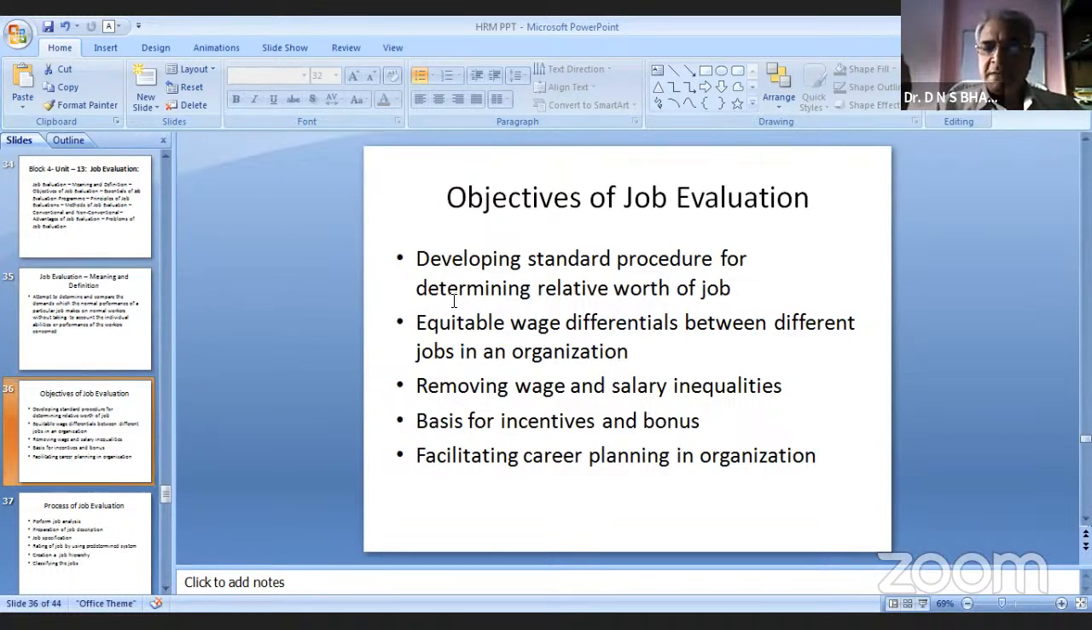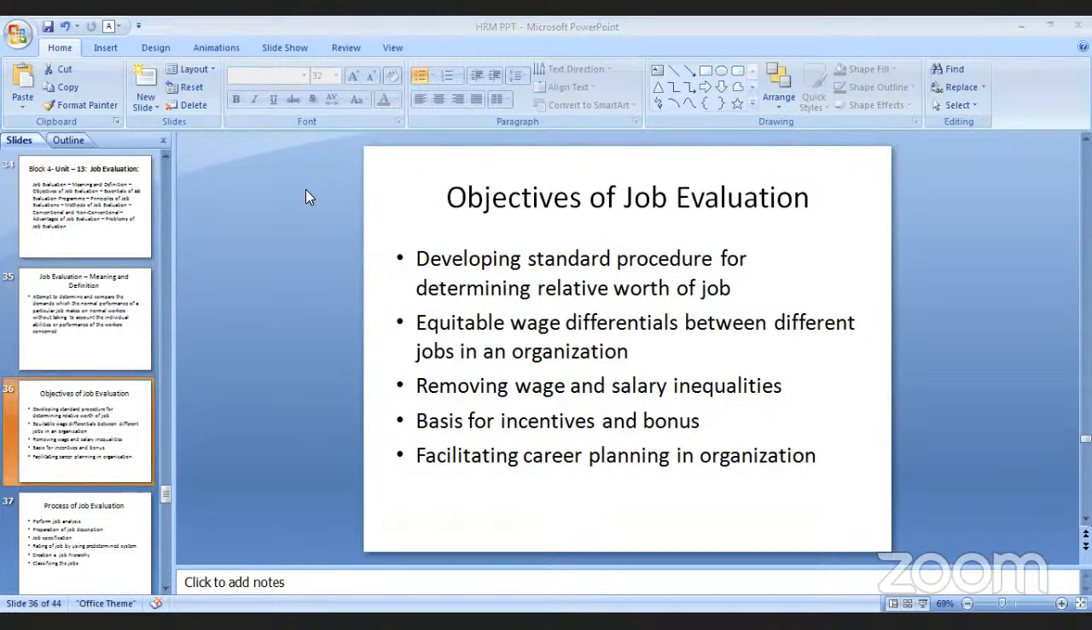Then, second important is equitable wage differentials between the different jobs in an organization. What are equitable wage differentials? When we are talking about the wages of the different employees, how far is it possible? What is the possibility of wage differentials? To what extent the wages of different employees may be different? These aspects are to be identified.